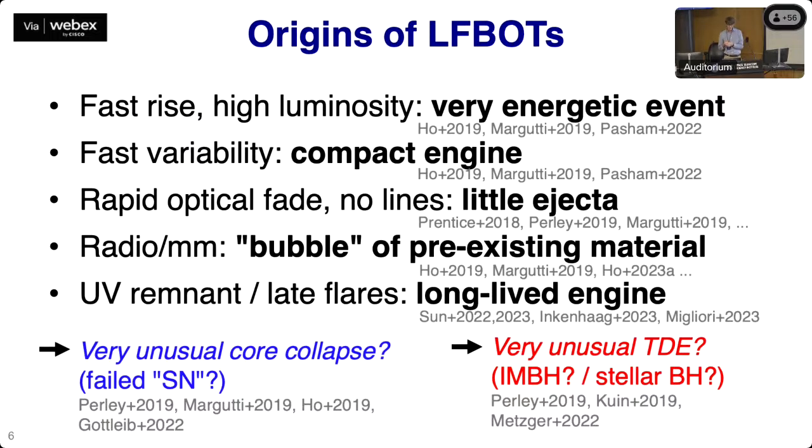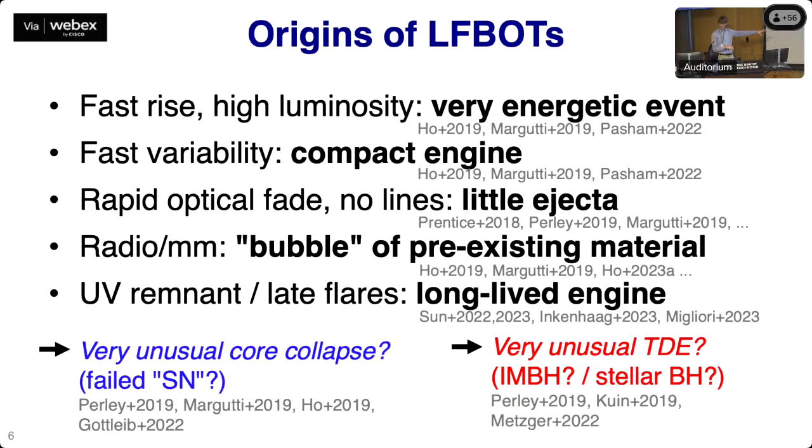So there are different categories of models. It could be some sort of very unusual type of massive star core collapse, maybe a failed supernova, given the lack of ejecta and this sort of late time source, central engine. So that's one category of models. Another category of models attributes it to accretion of an object onto a TDE, maybe in a binary or maybe an intermediate mass black hole in some sort of cluster. Either way, this is very interesting.